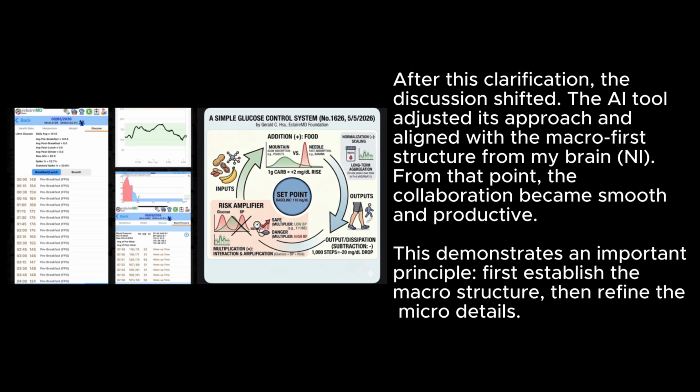After this clarification, the discussion shifted. The AI tool adjusted its approach and aligned with the macro-first structure from my brain. From that point, the collaboration became smooth and productive. This demonstrates an important principle: first, establish the macro structure, then refine the micro details.